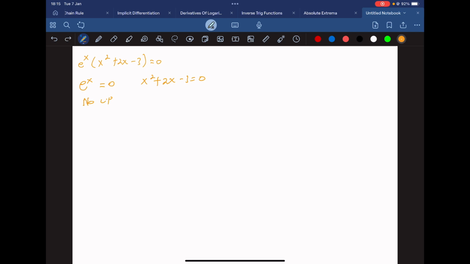On the other hand, when we have x squared plus 2x minus 3, we can factorize this expression. If we do so, we can have this. So we can factorize by grouping, where we have the first two terms and the last two. So over here we have x times x minus 1, then plus 3 times x minus 1 equal to 0. So we have x plus 3 times x minus 1 equal to 0. So let's continue right here. So if we do that, we can see that x plus 3 equal to 0 means we have x equal to negative 3, and x minus 1 equal to 0 means we have x equal to 1.